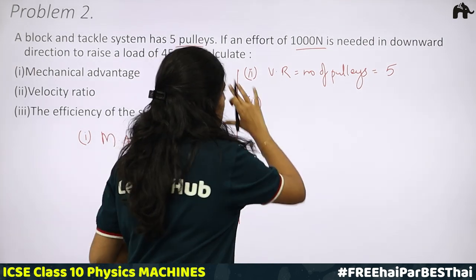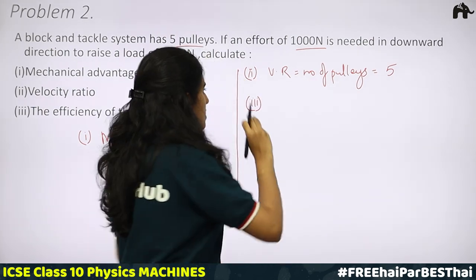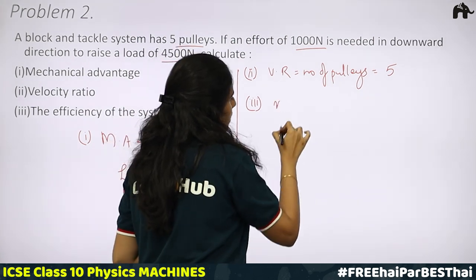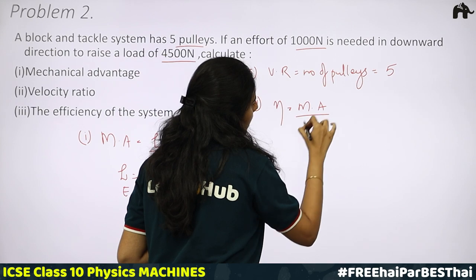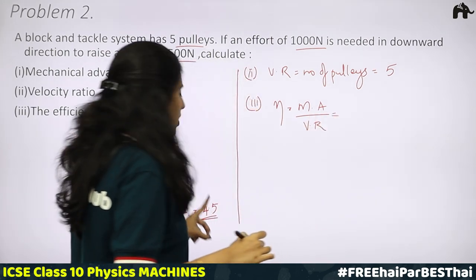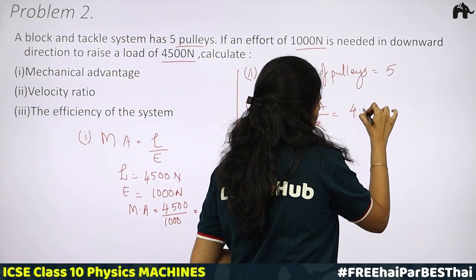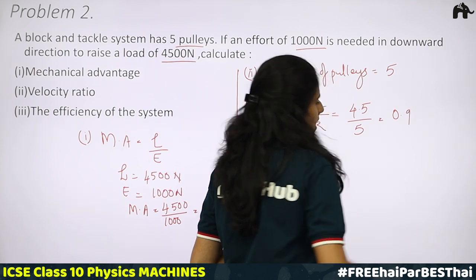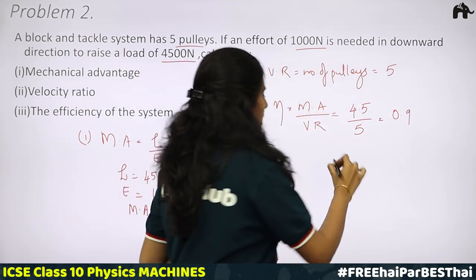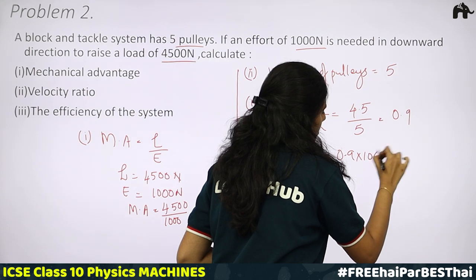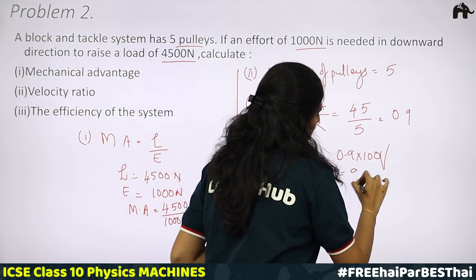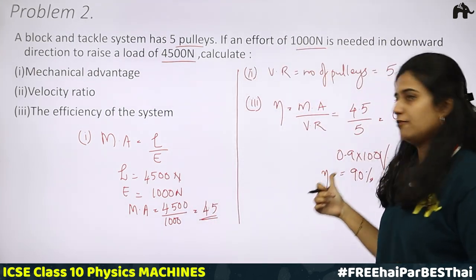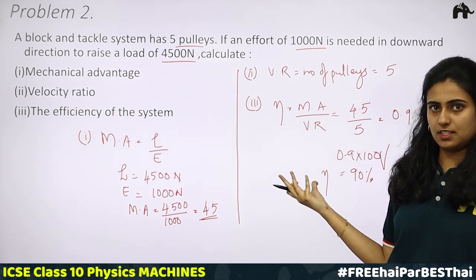It is given that this is not an ideal system. So in the actual system, we know efficiency eta will be equal to mechanical advantage divided by velocity ratio. The mechanical advantage is 4.5, divided by velocity ratio 5, you will be getting 0.9. 0.9 is your efficiency, that is 0.9 into 100%. You will be getting 90%. So this block and tackle system is 90% efficient. Efficiency is less than 100%.